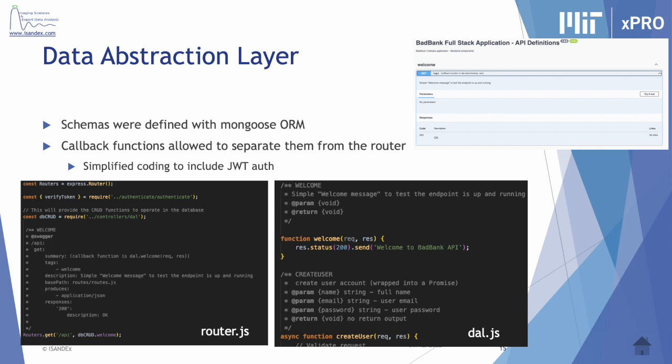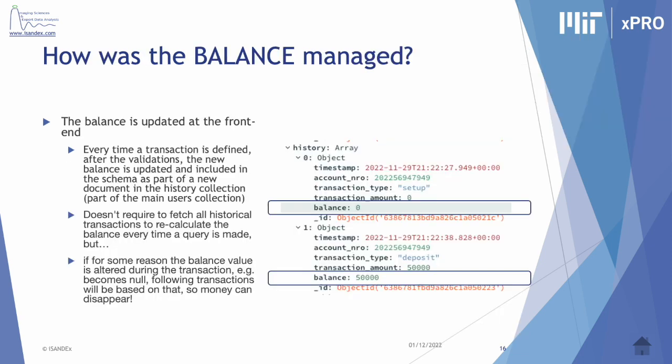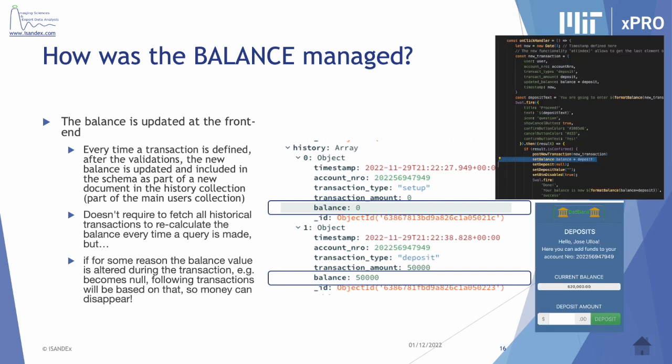An important point was how I managed the balance. I did have many options, but the easier for me was to keep it as an entity on each historical transaction, so every time a new transaction happened, a new value is added to the history array. The balance is not an updated variable, but one with multiple instances. The good thing is that I don't need to recalculate the balance every time something happens in the frontend, but if for some reason something happens that makes the value null or a string, it will propagate to any future transaction.